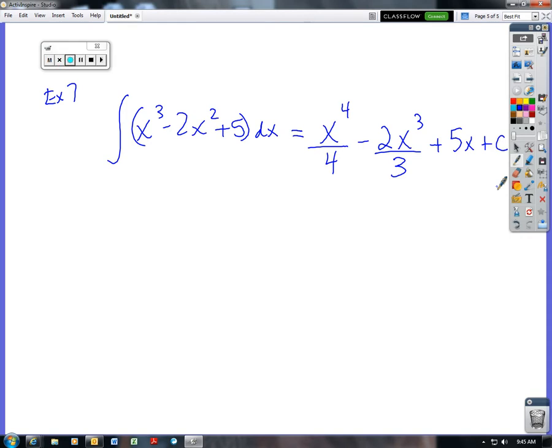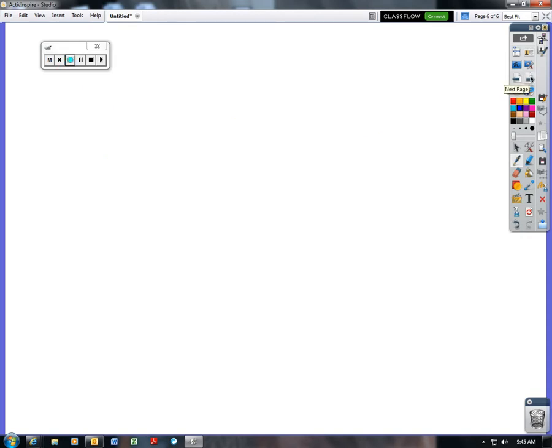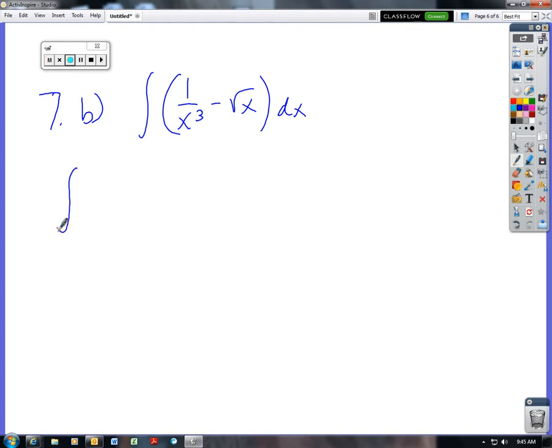Next, let's go to a new page. So this is example 7, part B. Find the integral of 1 over x cubed minus root x dx. This one's obviously a little more difficult. And what we're going to want to do here, we can't use the power rule yet. What we can do though is rewrite these so that we can use the power rule.